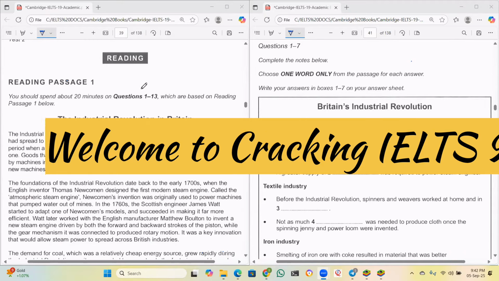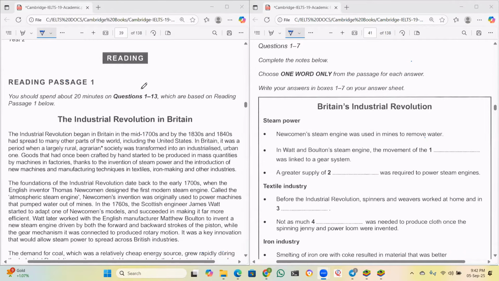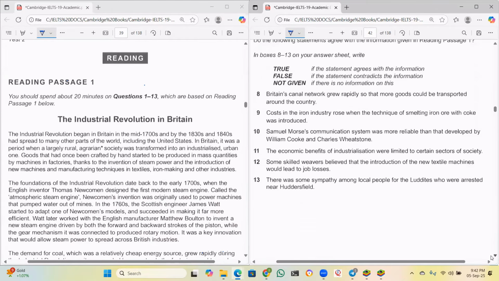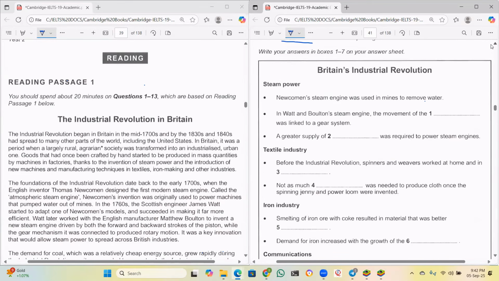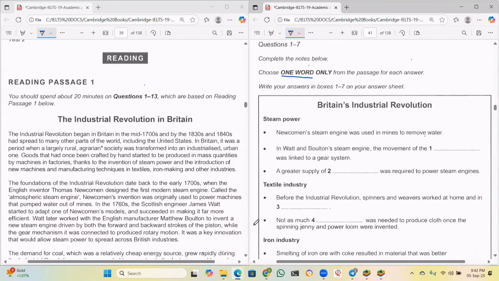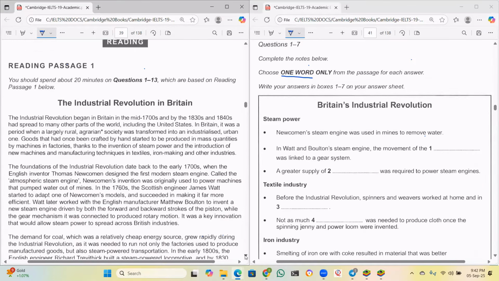Today I am back with a new passage. As you can see, the passage says the Industrial Revolution in Britain. This is Cambridge 19 Test 2 Passage 1. On your right hand side, we have the questions. This is fill in the blanks, and you have to use only one word. The next set of questions is true, false, and not given. We'll come back to this later once we finish this. Without wasting any time, let me start the video.